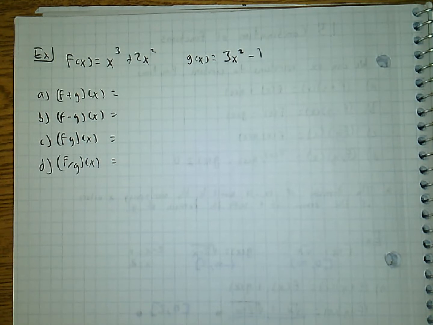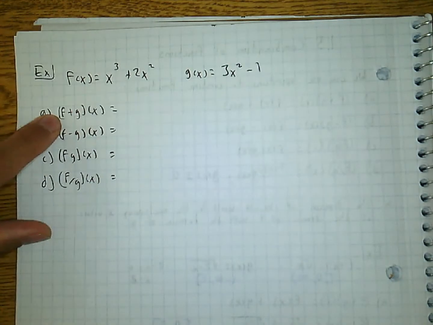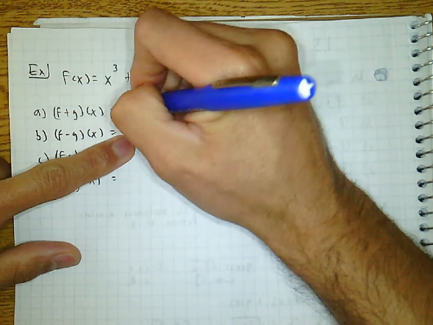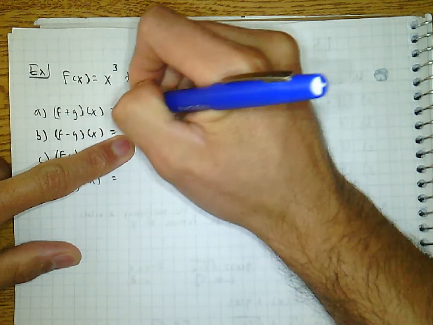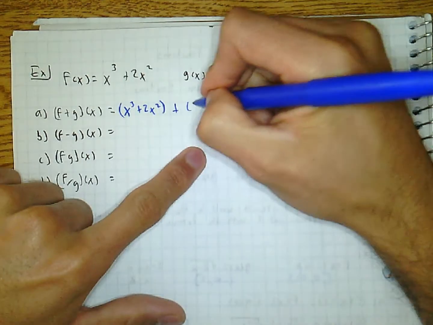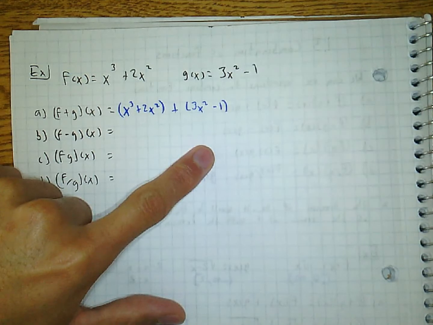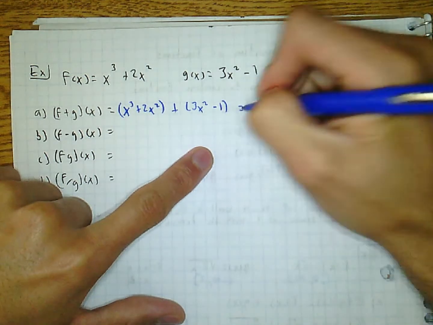Alright, so we're going to go ahead and go over it. I'm assuming you gave it a try. So this simply just means that we're going to take the f function, which in our case is x to the third plus 2x squared, and we are going to add the g function, which in this case is 3x squared minus 1. So all we're going to do is then follow order of operations and combine like terms.